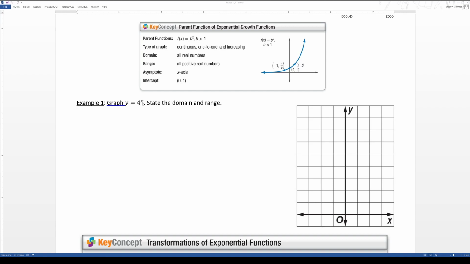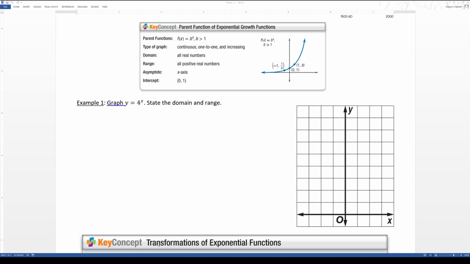Now what happens when you start putting numbers in for x that are bigger than 0? If x is 1, then you'd have 4 to the first power. That's 4. So the point (1, 4) would be on here. What if x is 2? What if x is 3? What if x is 4? You can keep figuring that out and seeing what that looks like.